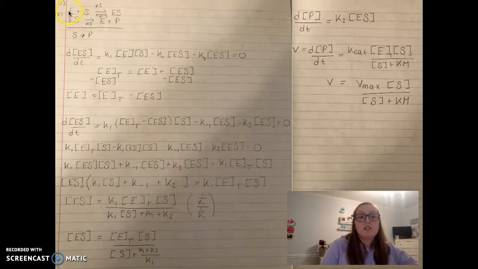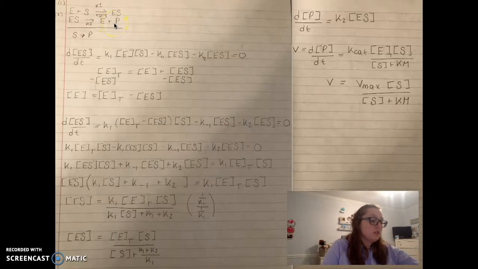E is enzyme plus variable S, which is substrate, yields in a forward reaction to make the enzyme substrate complex. This reaction can also go in the reverse direction, which we'll explain a little later. Then you have reaction 2, which is the enzyme substrate complex in a forward reaction to make enzyme plus product.